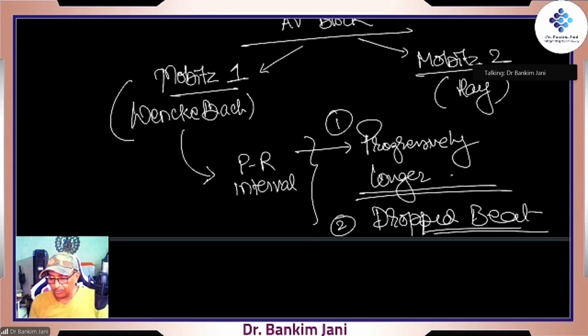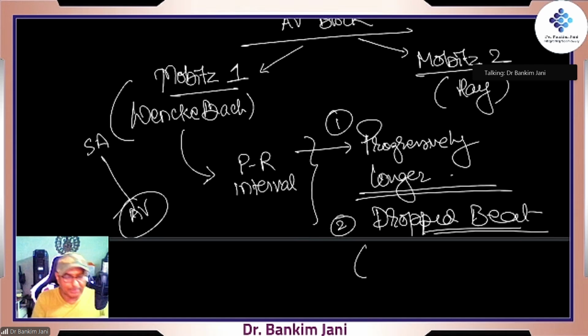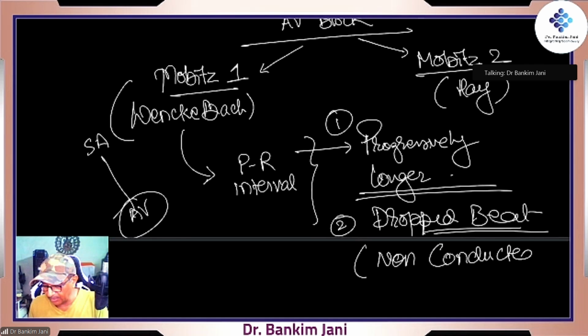Right? So why should the beat drop? This is the SA node. This is the AV node. So the SA node says do the work, done actively. Again it says do the work, done. Again it says do the work, doing. And then do the work, not responding. That is what is called a non-conducted beat.